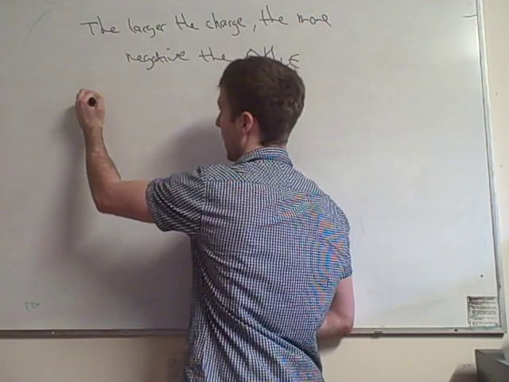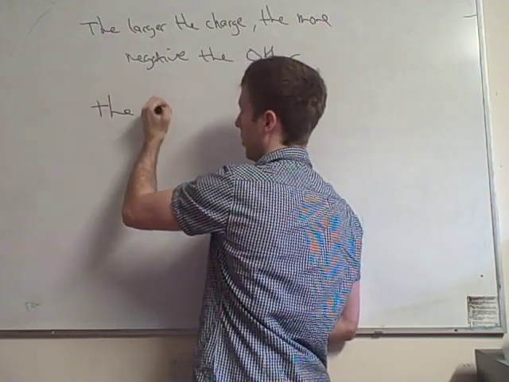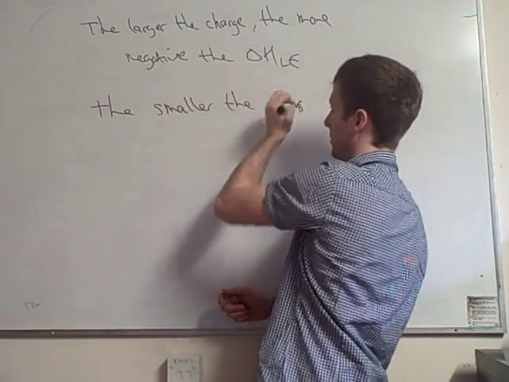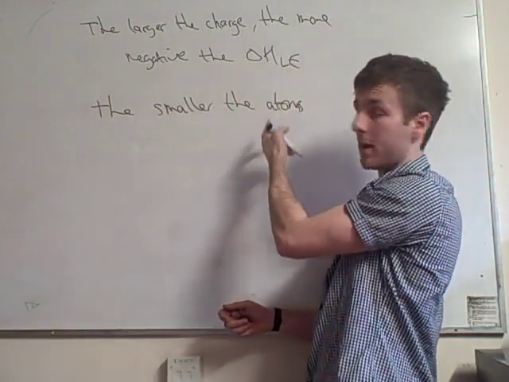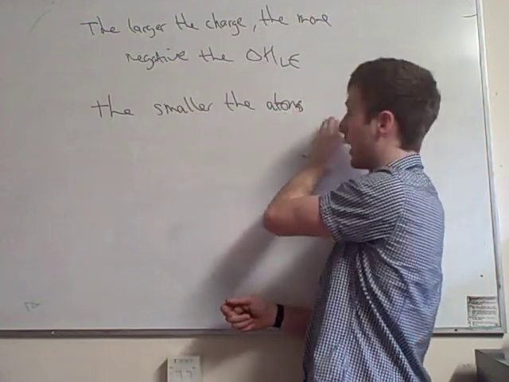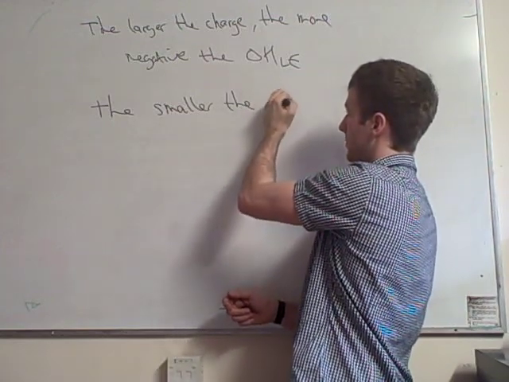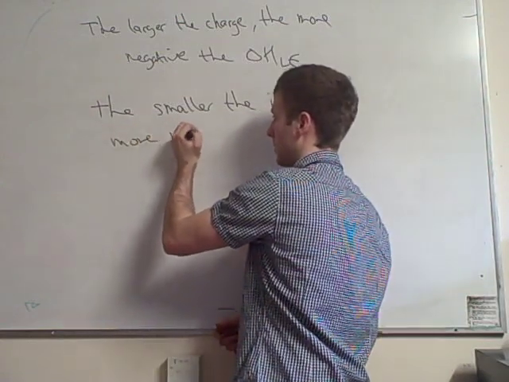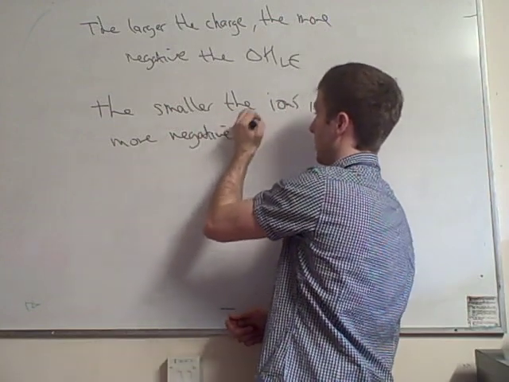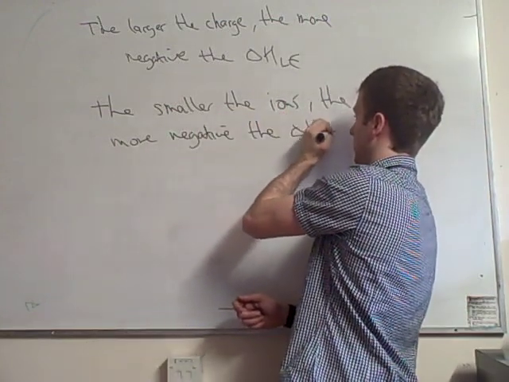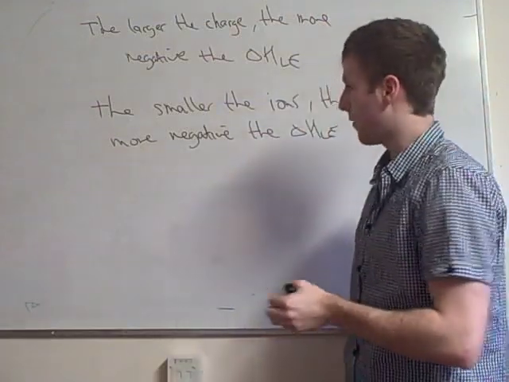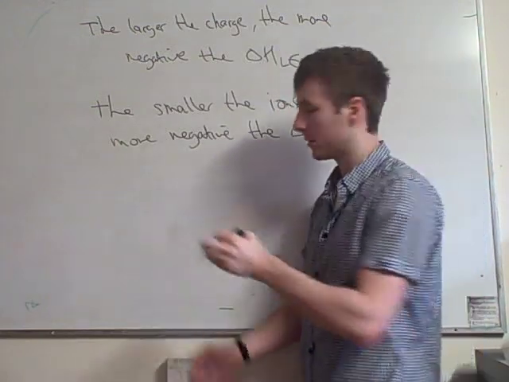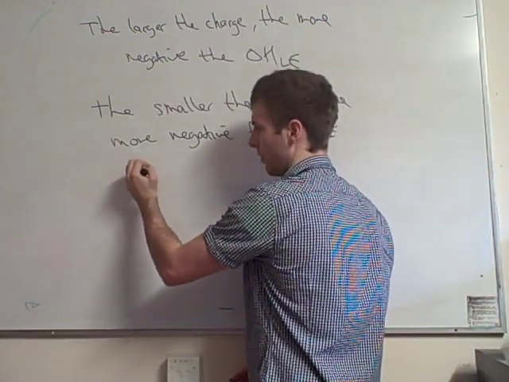Okay, so the smaller the ions, yeah, again, it's a really easy mistake, that would lose me a mark. The smaller the ions, the more negative the lattice enthalpy.